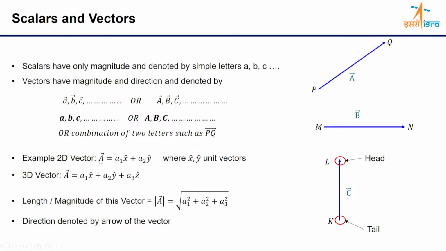And if you want to represent a three dimensional vector, it will be a1 x cap plus a2 y cap plus a3 z cap. So x cap, y cap and z cap are the unit vectors, or the directions along the x, y and z axes, and a1, a2, a3 are the magnitudes of this vector along the x, y and z directions. The magnitude of this three dimensional vector is square root of a1 square plus a2 square plus a3 square. These are the basic things about vectors.